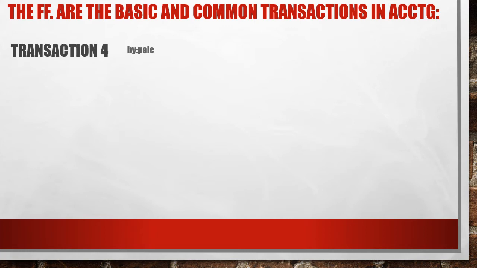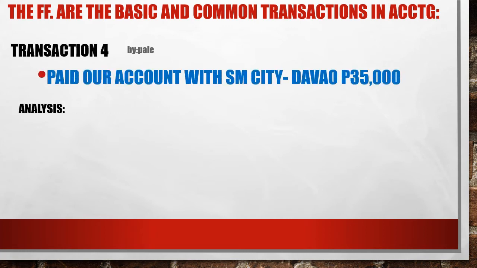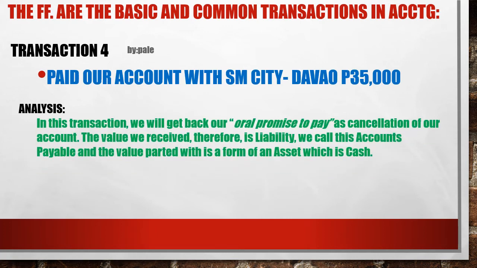Next transaction. Transaction 4. Paid our account with SMCT Davao. Take note, ganihan, nangutang ka. But we will pay. So we opened a liability account, which was a credit of accounts payable, 35,000. How would you pay it? How would you close that balance? So, go to its opposite balance, diba? Atong i-credit. For it to be closed, you will debit it.